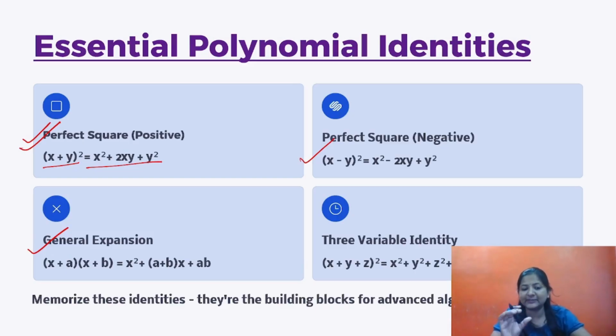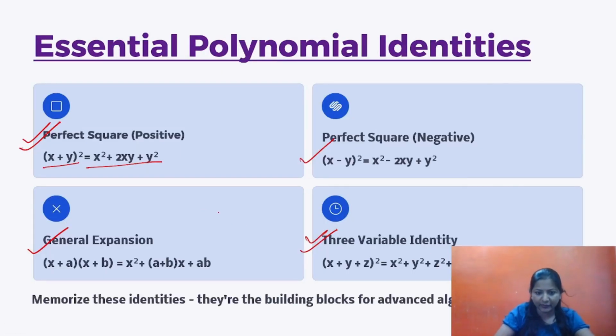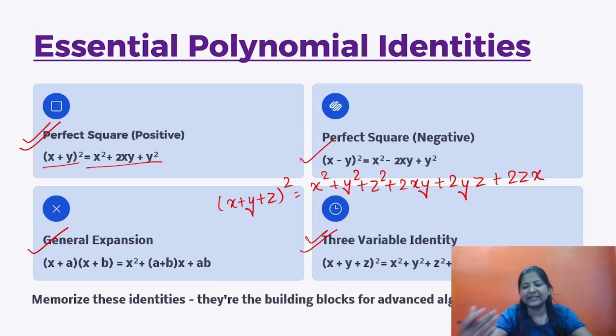Now the general expression we have next: (x plus a) into (x plus b) is equal to x square plus (a plus b) into x plus ab. Now the three variable identity, it means we have three terms. In that case, let me write it down over here. If it is not visible, then (x plus y plus z) whole square is equal to x square plus y square plus z square plus 2xy plus 2yz plus 2zx. So this is the general identity. You have to remember these identities, because they are the building blocks of advanced algebraic manipulation.